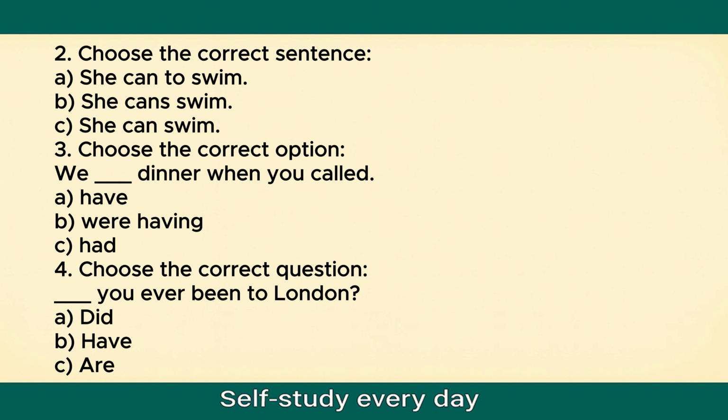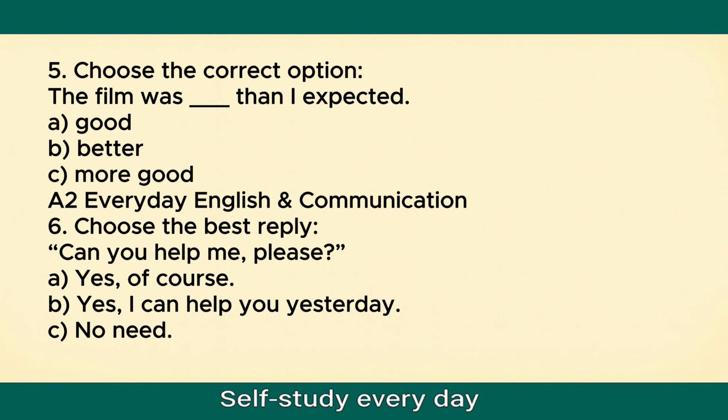Blank you ever been to London? A. Did. B. Have. C. Are. 5. Choose the correct option. The film was blank than I expected. A. Good. B. Better. C. More good. A2 Everyday English and Communication.